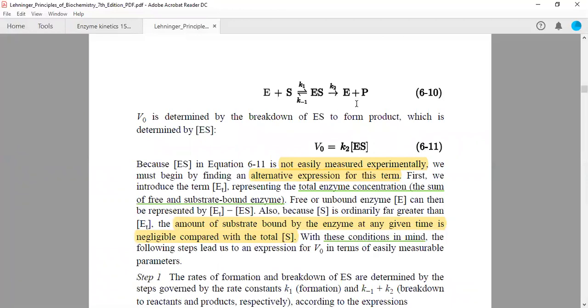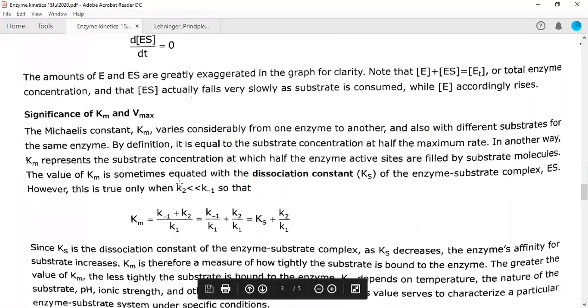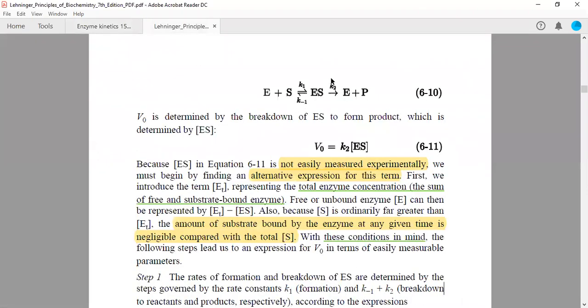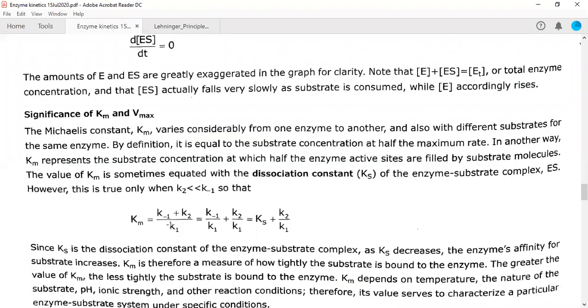Now for Km, you need to know that K2 should be very, very less than K minus 1. In most cases, this enzyme substrate complex is broken down into the enzyme and substrate again. So when you assume that K2 is very, very less than K minus 1, this is true. So Km is equal to K minus 1 plus K2 divided by K1, as I told you earlier also.